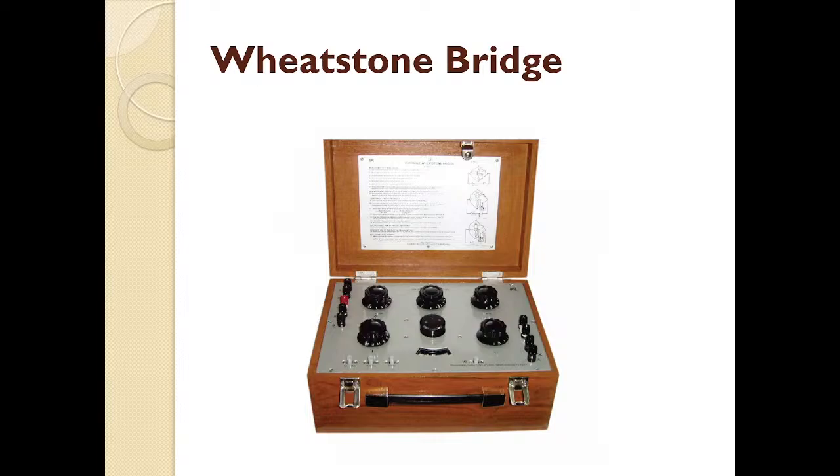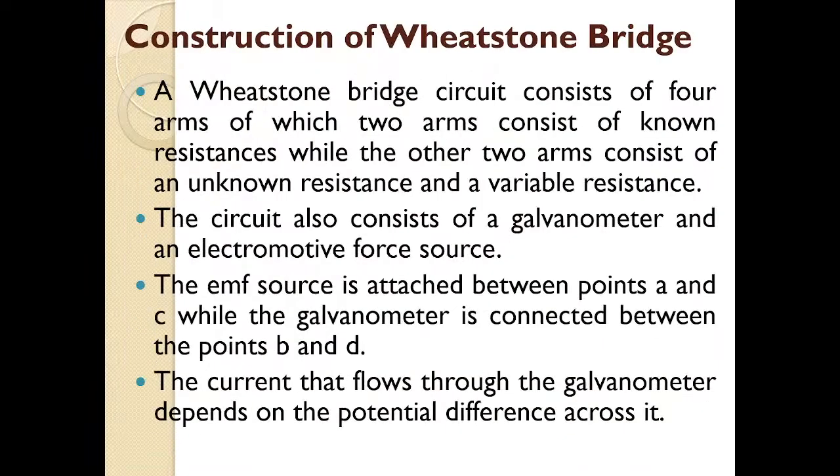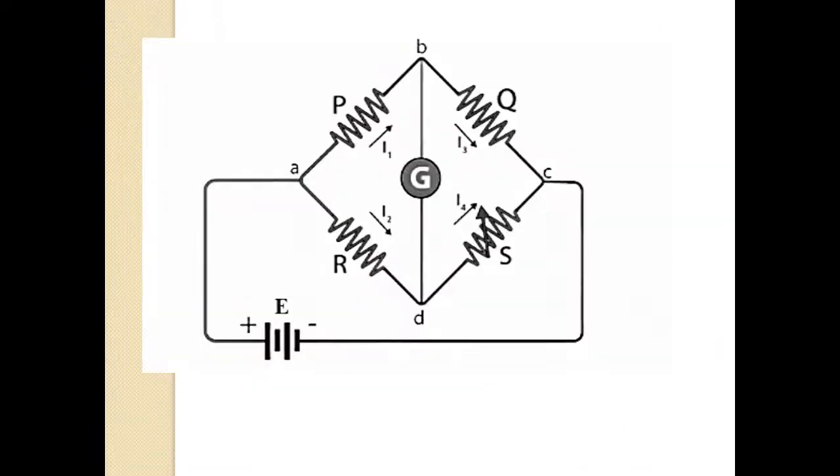I will continue. So Wheatstone bridge is used to determine the unknown resistance. It is also known as resistance bridge. It calculates the unknown resistance by balancing two legs of a bridge circuit. You can see here in this image, this is our bridge circuit. Two legs of the bridge circuit are balanced to determine the unknown resistance.